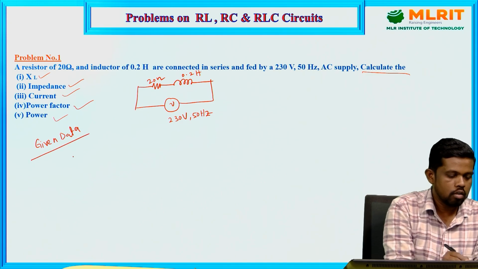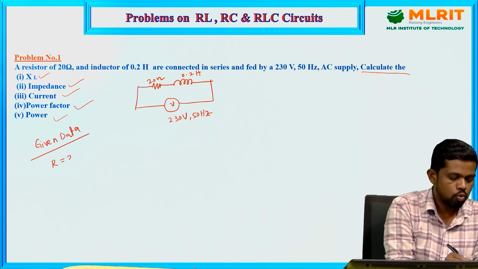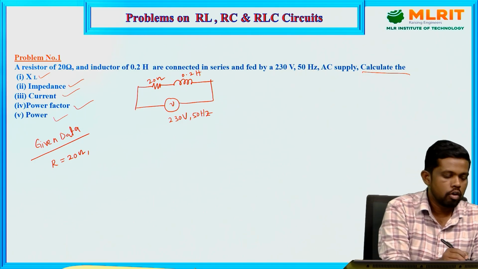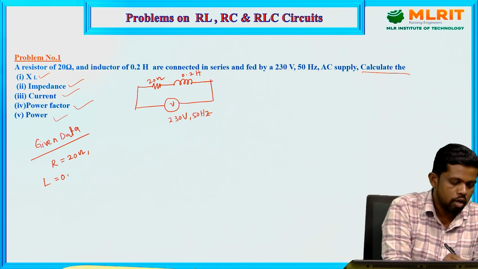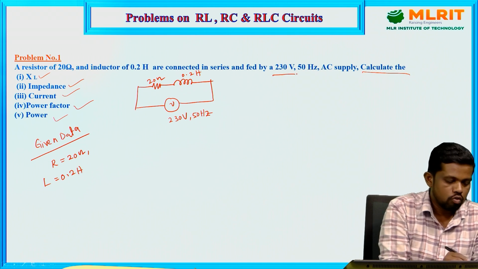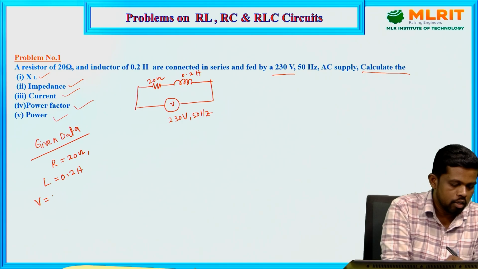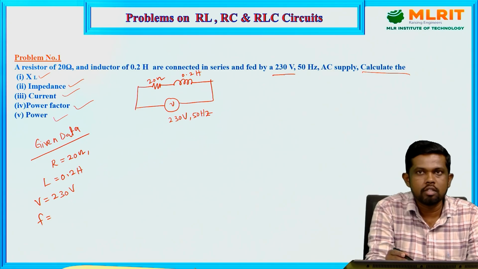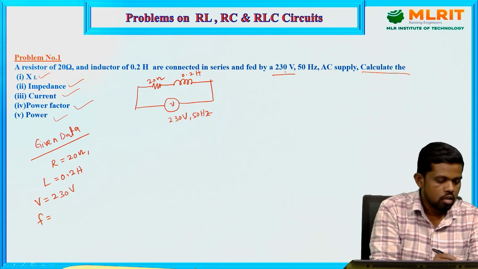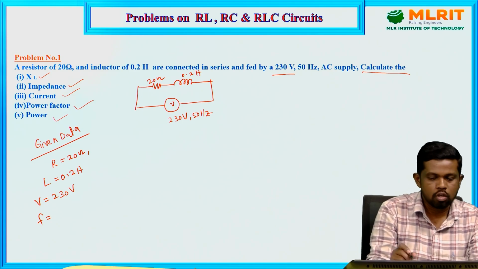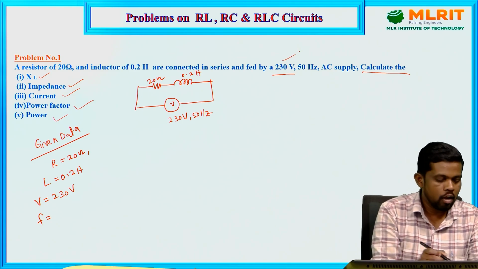In the given data, the R value is 20 ohms, and the inductance of the coil is given as L equal to 0.2 Henry. From the power source, V equal to 230 volts. It is purely an RMS voltage. If it is mentioned in terms of sine or cosine, then we would consider it as the instantaneous value of voltage. So this is the RMS value of voltage.